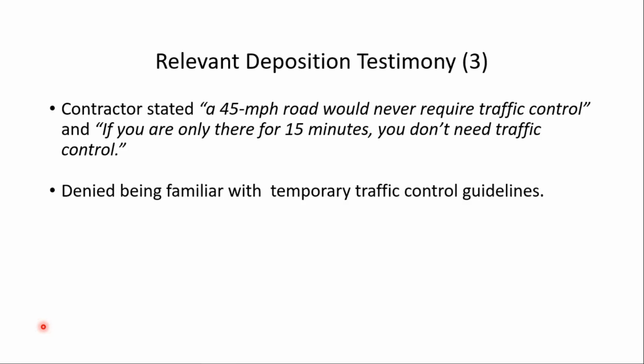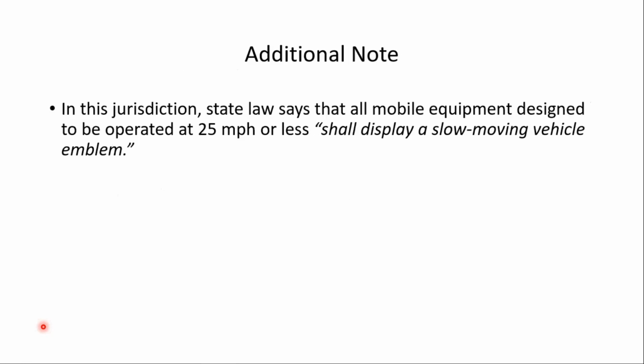He had never heard of the MUTCD, and he admitted he had never heard of or seen this state's temporary traffic control guidelines. An additional note: in this jurisdiction, meaning in this state, the state motor vehicle code says that all mobile equipment designed to be operated at 25 miles per hour or less, quote, shall display a slow-moving vehicle emblem.